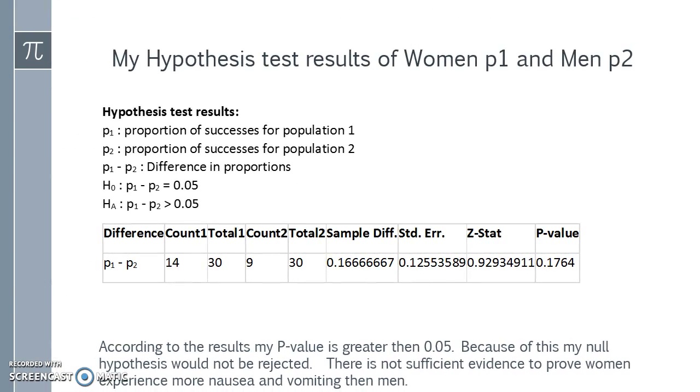And then I applied the hypothesis on this where the women were P1 and the men were P2. I was trying to prove that P1 was a greater reporter than P2 for their nausea. And when I did my StatCrunch, my p-value ended up to be 0.1764. So according to my results, my p-value is greater than the alpha, which I had chosen was 0.05. Because of this, my null hypothesis would not be rejected. There's not sufficient evidence to prove that women experience more nausea than men.